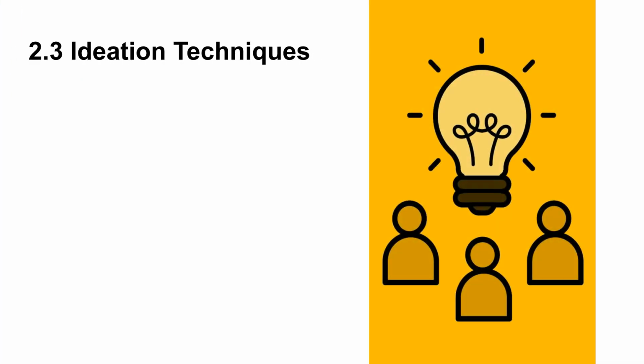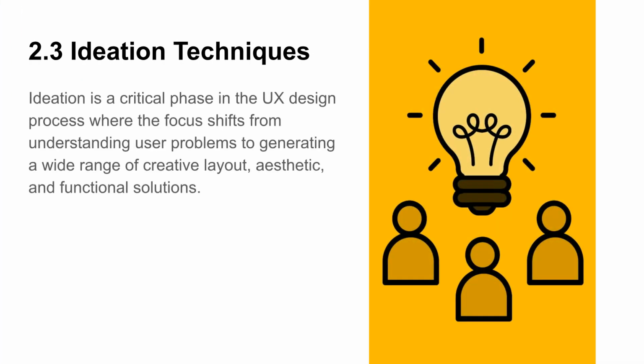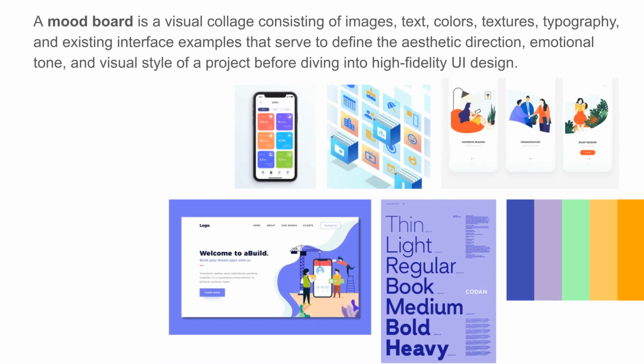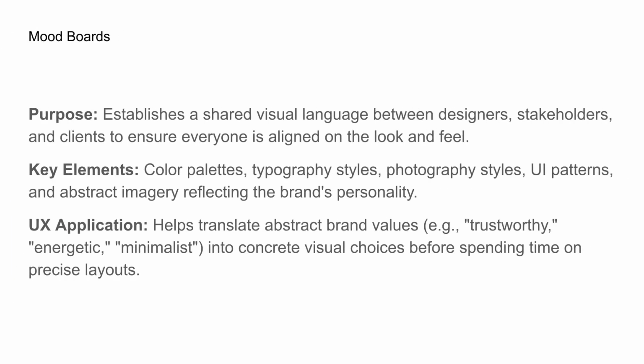Now let's transition into ideation techniques. Ideation is the critical stage where we move from understanding user problems to brainstorming creative, functional, and aesthetic solutions. A mood board is a great way to start this visual exploration. It's a collage of images, colors, and typography that defines the emotional tone and aesthetic direction of your project. Mood boards serve a specific purpose.